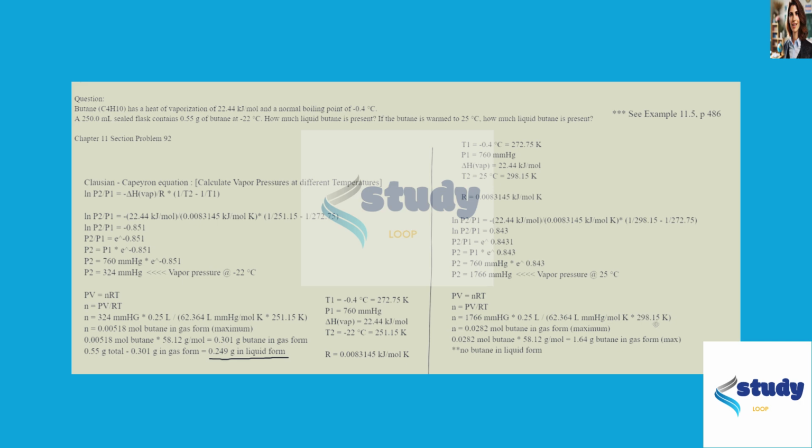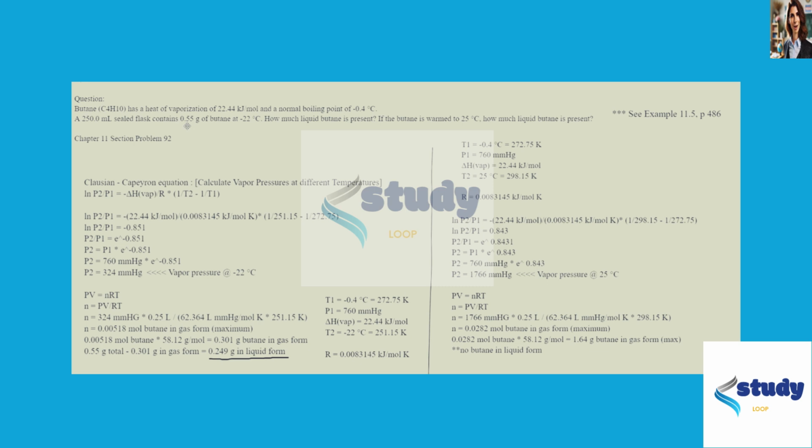This is another place where the calculation is a little bit different this time. And we see that now we're able to have significantly more moles of butane in the gas form, 0.0282 moles of butane. Again, that's maximum. And if we multiply that by the molecular weight of butane, 58.12, we see that it's 1.64 grams of butane that would be in the gas form in a 250 milliliter sealed flask, which is more than we started with, right? We started with 0.55 grams.